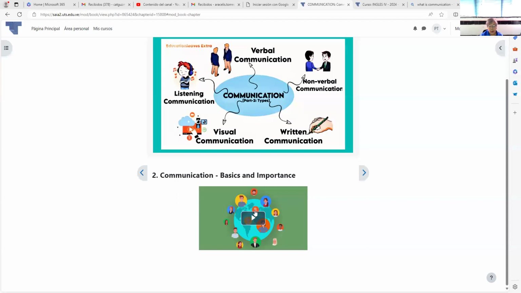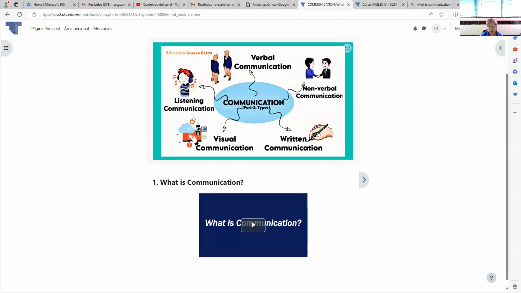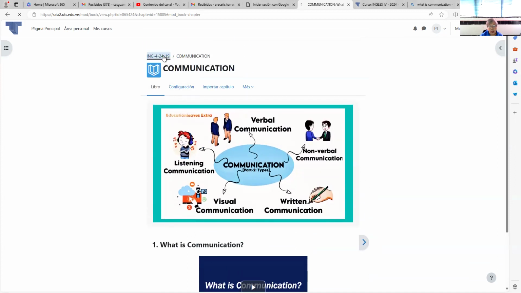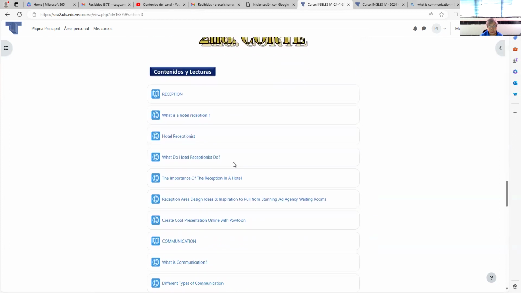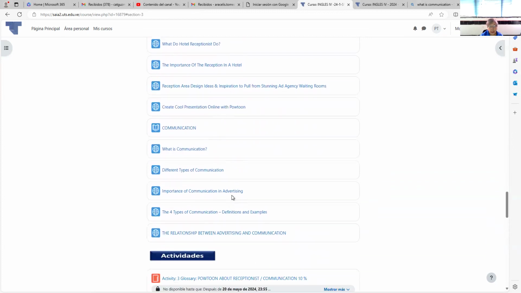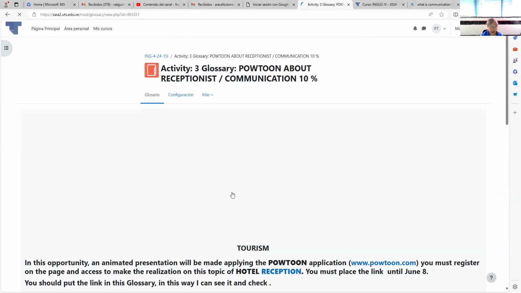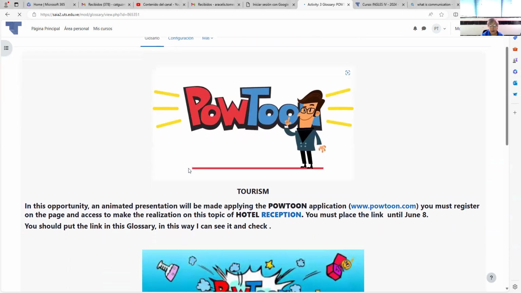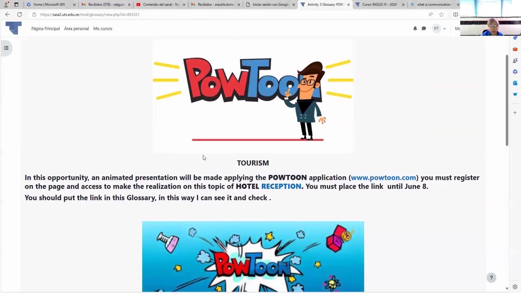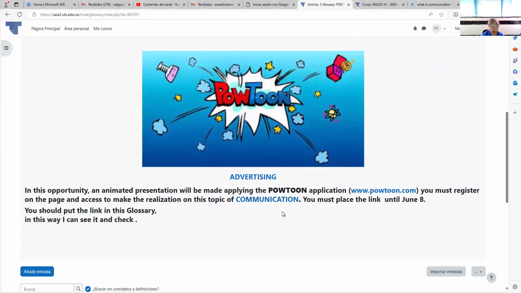As I was explaining what communication is, here is a book that tells you what kind of communication there is and helps you to do the activity, okay? And here you can also find other readings about communication. The activity has to do with both. There's a video you have to do and explain what you do as a receptionist in a hotel. And here is what you do with communication as an advertiser.